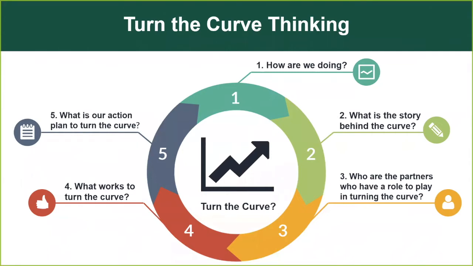Then the 4th question is, what works to turn the curve? So brainstorming on what are the things that we could do to improve what we're doing? What could each partner do to improve what we're doing? And in turn the curve thinking, we're also very purposeful about engaging the community in this work. And I'll talk about that a little bit later. And then finally, what is our action plan to turn the curve? We brainstormed all these things. We've just come up with 20 things. We can't do them all immediately. So what can we do over the next 30, 60, 90 days to truly make a difference?